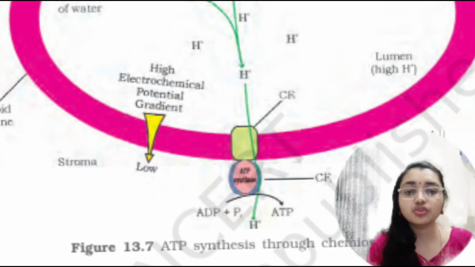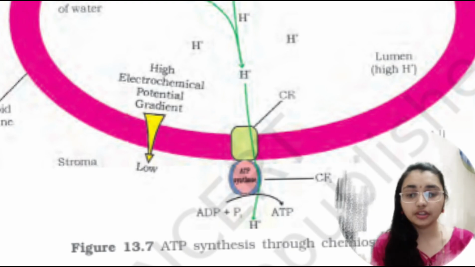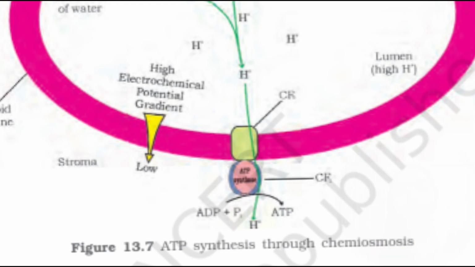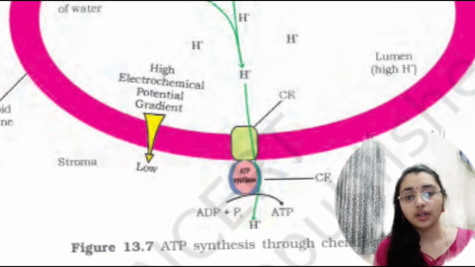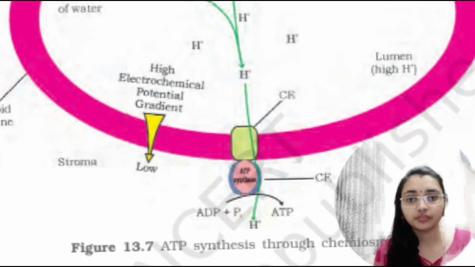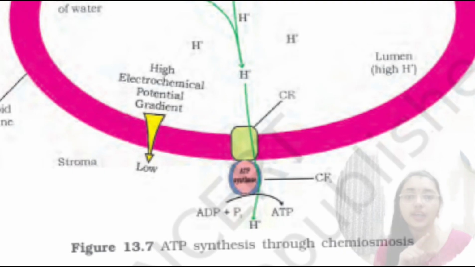So light is used to build the proton pile inside the lumen. Inside the lumen the protons are built up, and the only way out for these protons is through ATP synthase. That is a turbine which spins to create ATP.